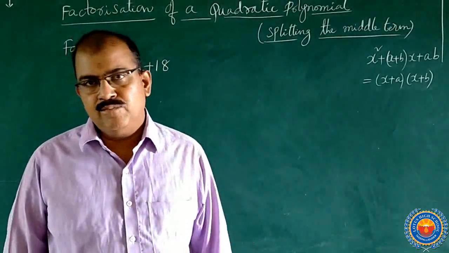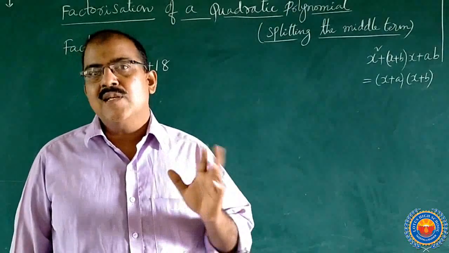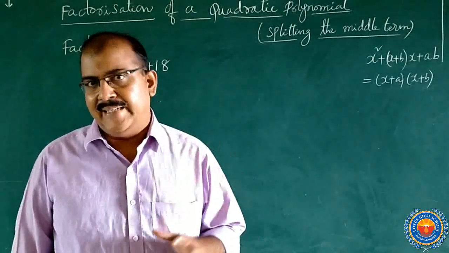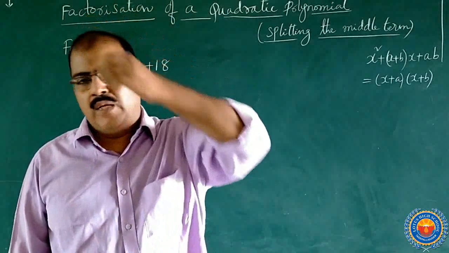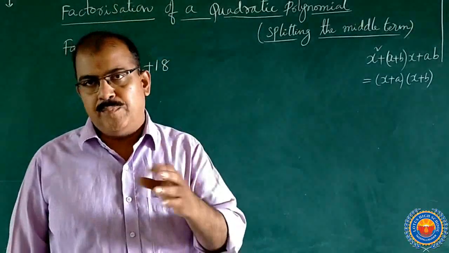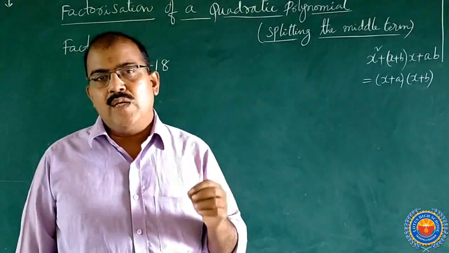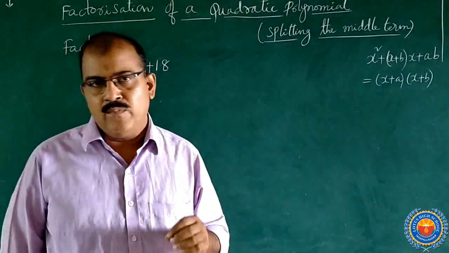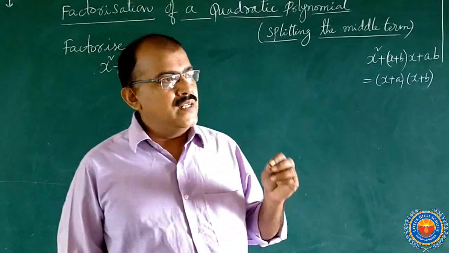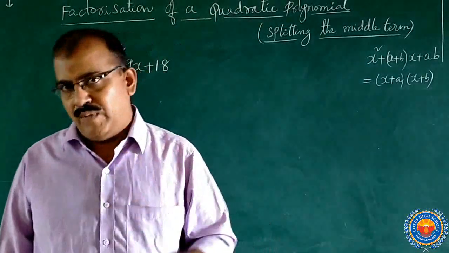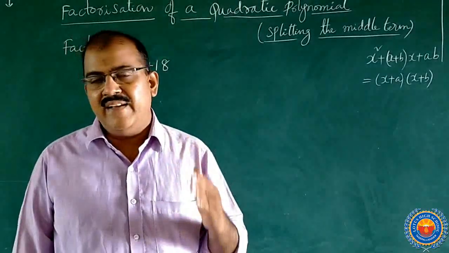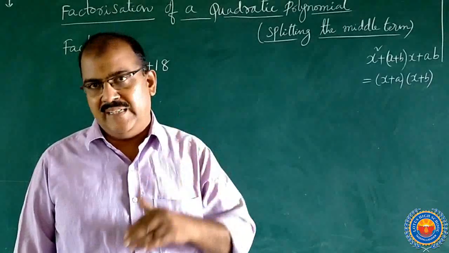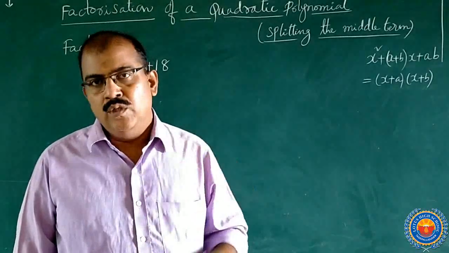Already we learnt factorization of some algebraic identities like a square plus b square plus 2ab is equal to a plus b whole square, a square plus b square minus 2ab is equal to a minus b whole square, a square minus b square is equal to a plus b into a minus b. These three identities factorization we learnt in the previous video.